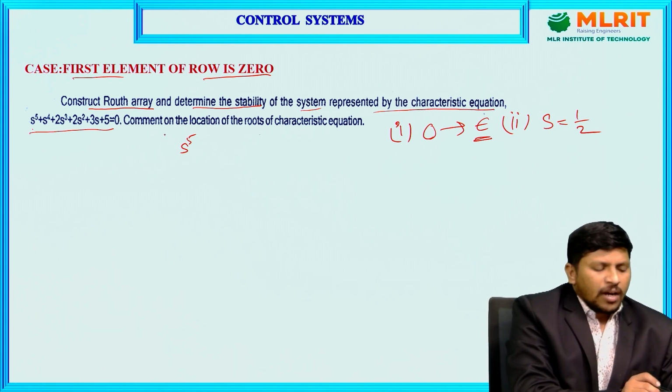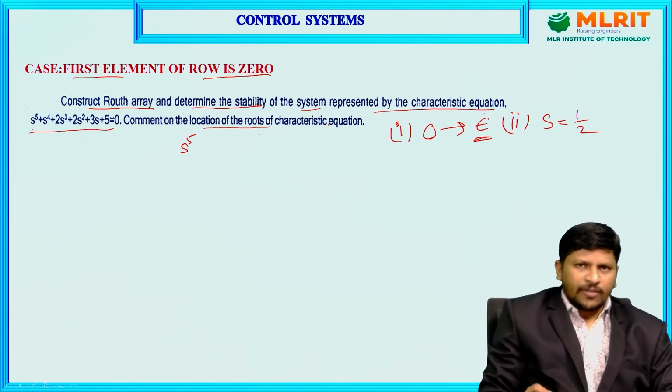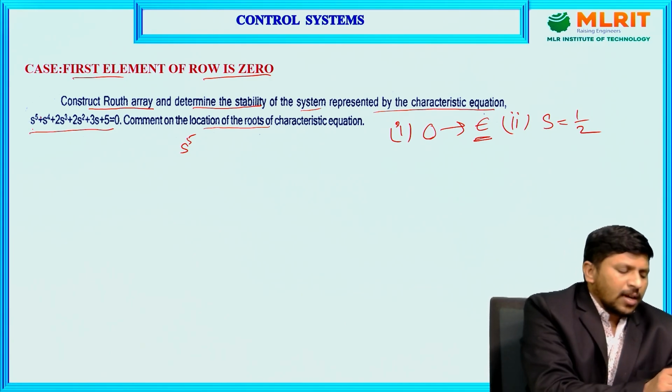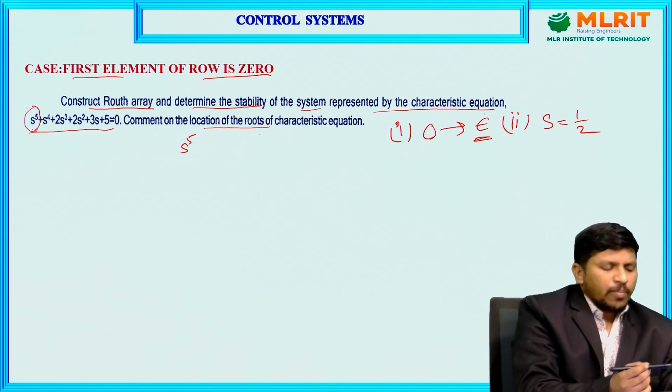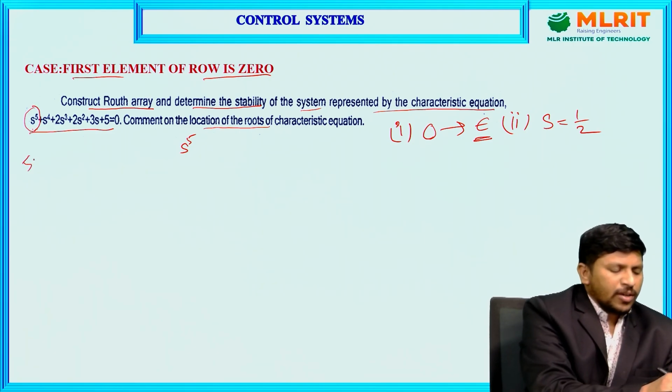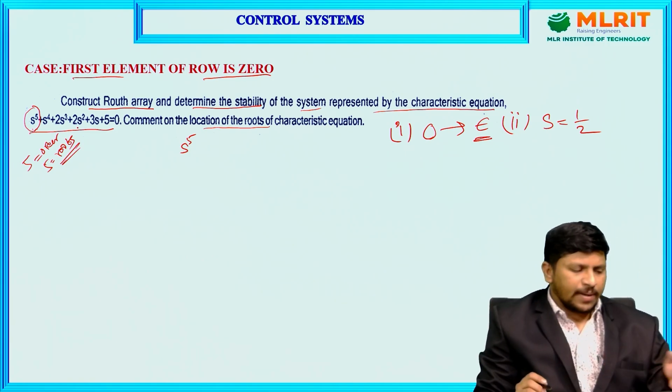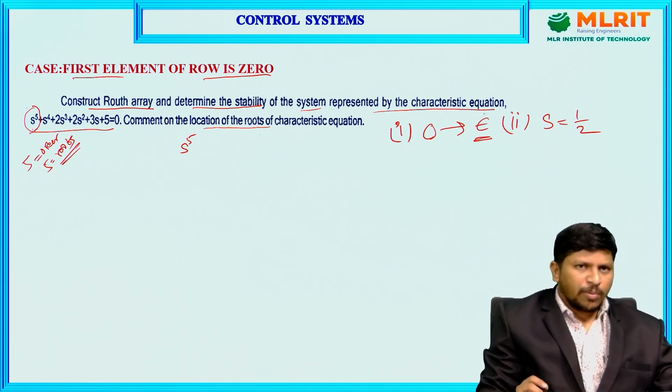Next, comment on the location of the roots of the characteristic equation. What is the maximum power of the characteristic equation? It is 5, so the order equals 5, which means 5 roots. Order is nothing but the number of roots. From the characteristic equation, the maximum power of s is the number of roots. So we have 5 roots from the given question.